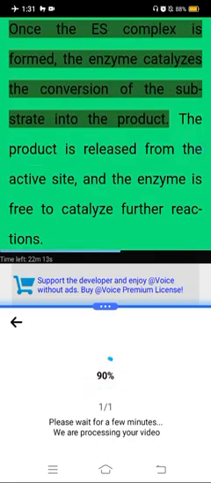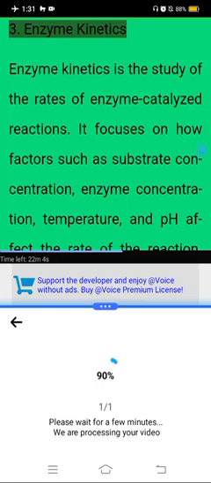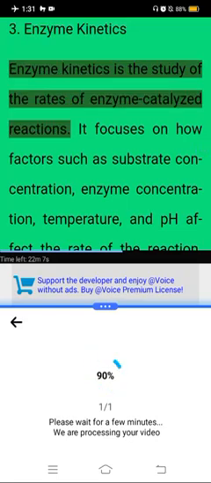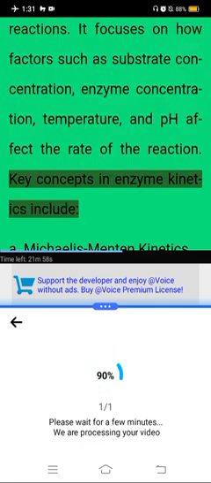Once the ES complex is formed, the enzyme catalyzes the conversion of the substrate into the product. The product is released from the active site, and the enzyme is free to catalyze further reactions. 3. Enzyme kinetics. Enzyme kinetics is the study of the rates of enzyme-catalyzed reactions. It focuses on how factors such as substrate concentration, enzyme concentration, temperature, and pH affect the rate of the reaction. Key concepts in enzyme kinetics include: A.